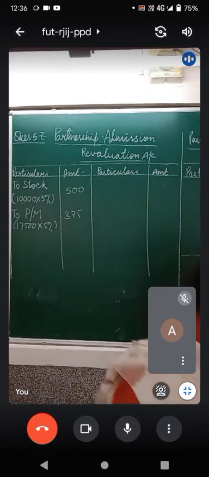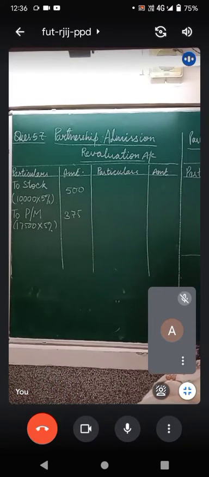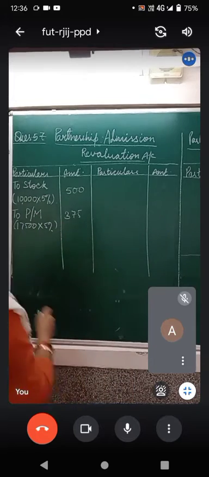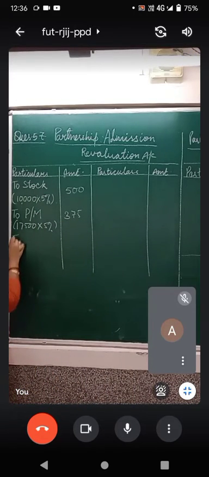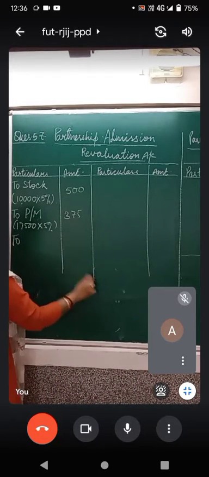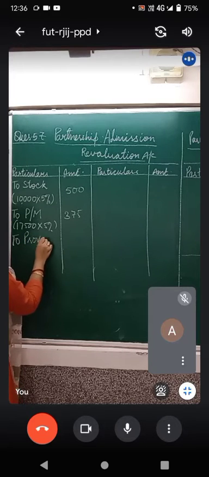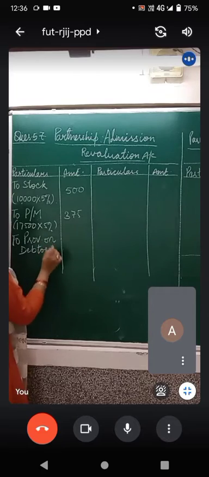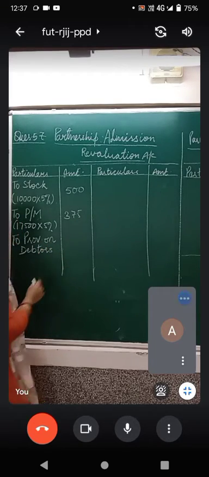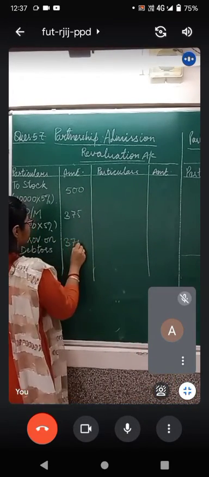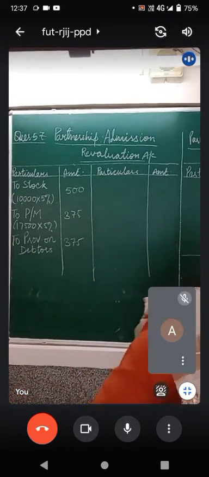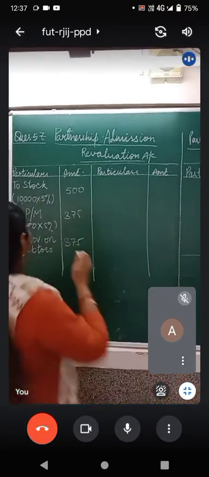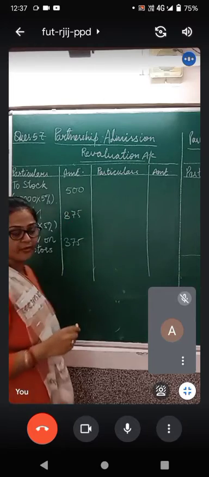What else adjustment has to come here? Provision for doubtful debts is to be created. How much is the amount? 375. Are you sure? Yes, it is mentioned. 375 rupees are to be mentioned here. This came out to be 875, I'm sorry.